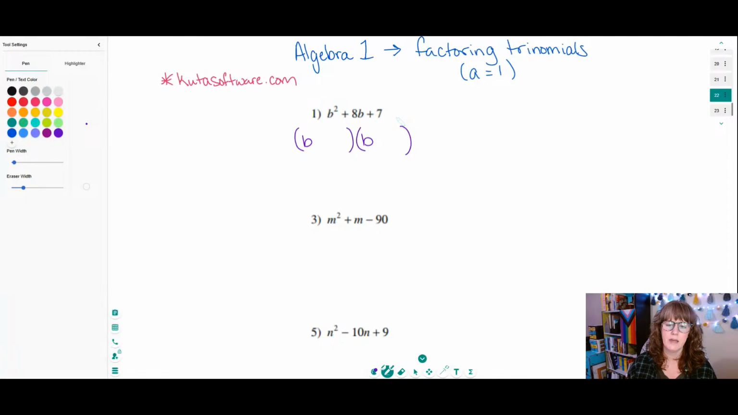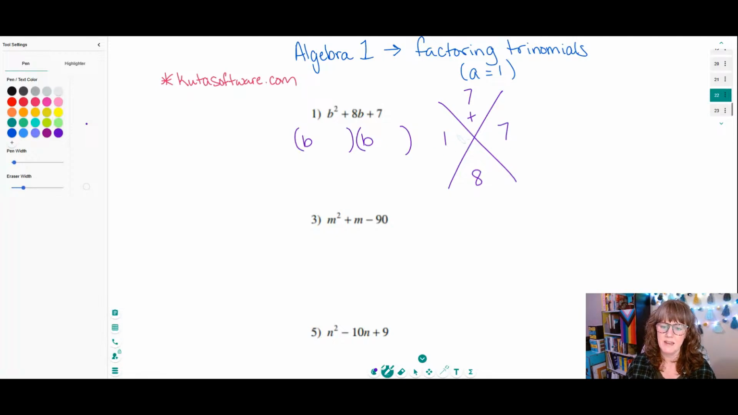And this is where I'll show you X games. A lot of people call these X games, where you put a big X next to the problem. And you want to know what multiplies to 7, and what adds to the middle term, which in this case is positive 8. So what 2 numbers? Well, with 7, that's pretty easy. There's only 2 numbers that multiply to 7. That's going to be 1 and 7.